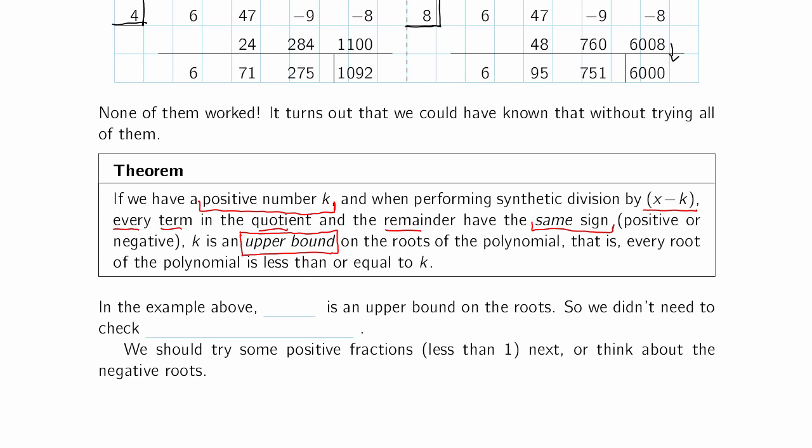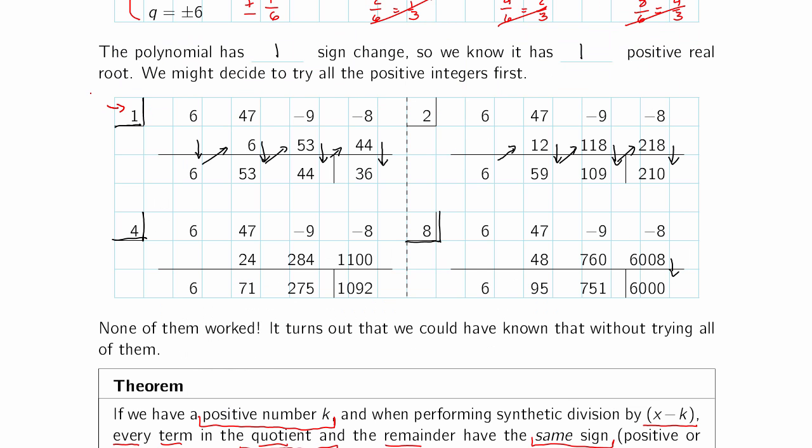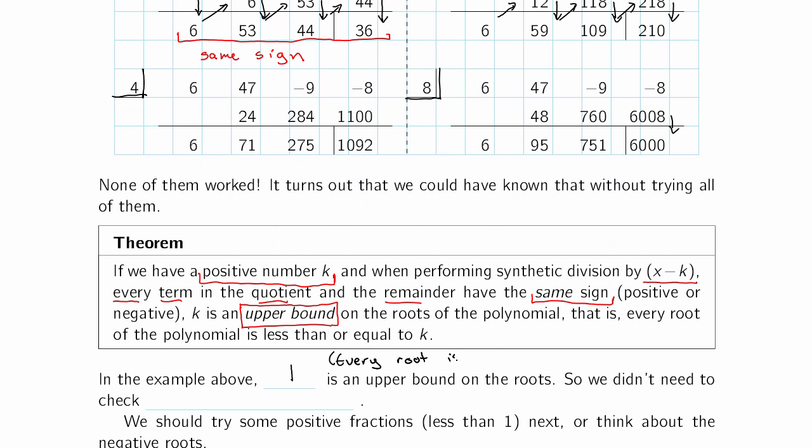So what do I mean by an upper bound? Every root is less than or equal to that number. So in our example, notice 1 is positive, and all of these numbers have the same sign. That means that 1 is an upper bound. Every root is less than or equal to 1. 1 itself is not a root, so every root is a number less than 1. That means we didn't need to check 2, 4, or 8. We already knew those weren't going to be roots because they're bigger than 1.